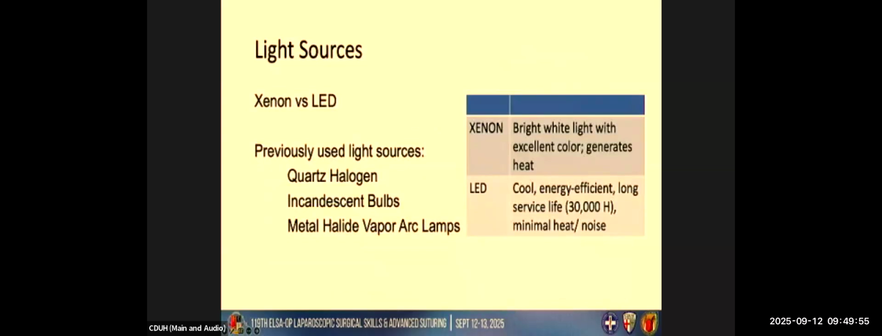Again, bright illumination is one of our goals to provide safe surgery. It is critical for safe dissection and orientation. The two most commonly used light sources in this current age of laparoscopy are xenon and LED. Previously used light sources include quartz halogen, incandescent bulbs, and metal halide vapor arc lamps. Most light sources nowadays use high intensity xenon, which provides bright white light. Newer light sources incorporate LED technology due to their energy efficiency, lower heat output, and longer lifespan, thus reducing the need for lamp change.